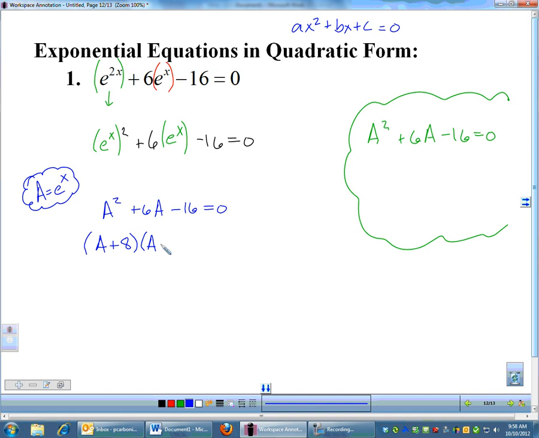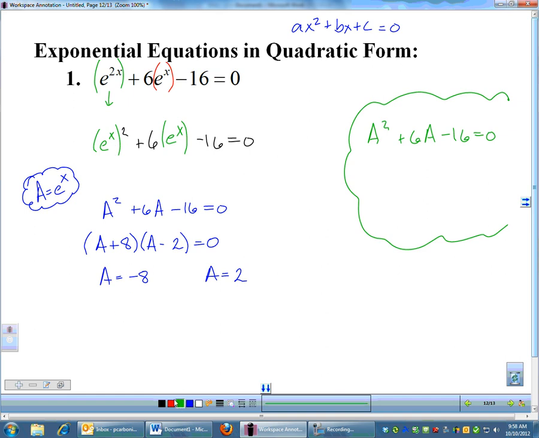And a minus 2 is equal to 0. You get a equals negative 8, and you get a equals positive 2. So I solve for a, but remember the problem wasn't in terms of a. A is just kind of a stand-in to make the problem more manageable.